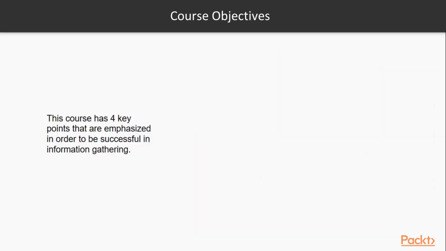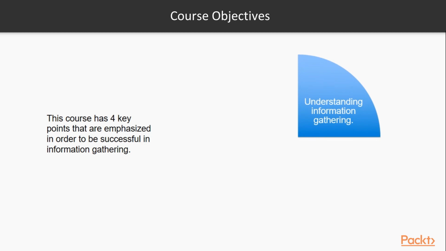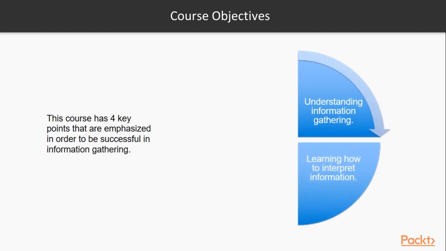As far as the course objectives, we've got four key points that we emphasize that are going to be useful to you in information gathering. We're going to focus on the objective of understanding information gathering, what that is, and why you want to do it. It does have a very specific place in the process of pen testing. We will look at how to interpret all that information, how to process it, because you're going to get a lot of information, so we're going to know how to digest that properly.